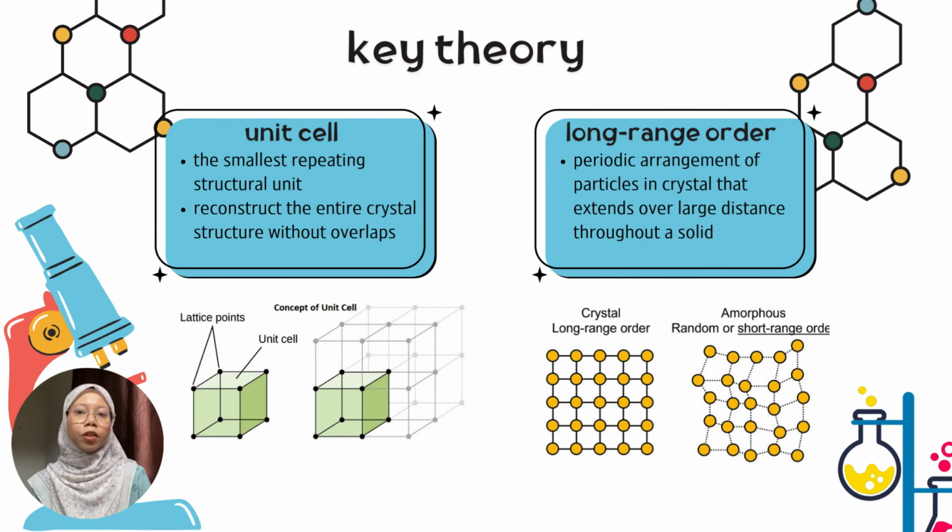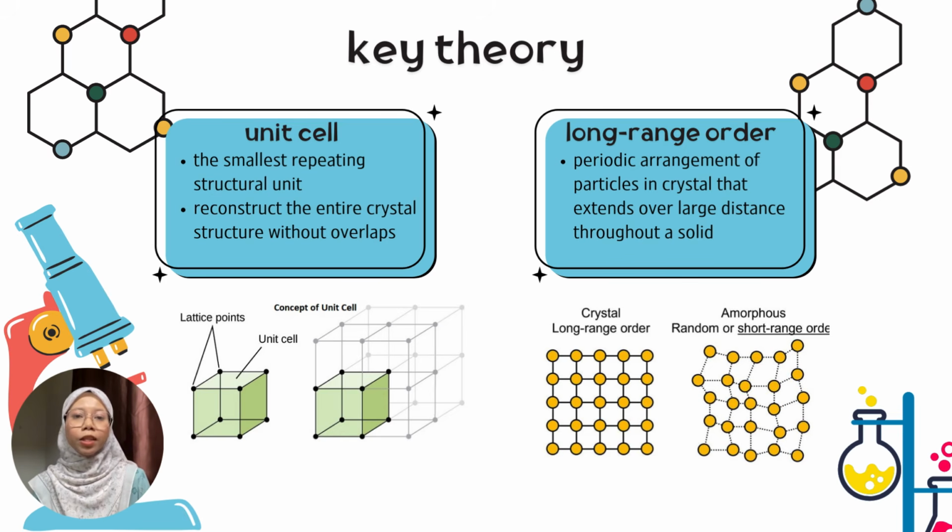Moving on to the key theory behind crystalline solids. First, we have the unit cell. Unit cell is the smallest repeating structural unit of a crystal. Even though it is very small, it contains all the information needed to build the entire crystal structure. When this unit cell is repeated in three dimensions without any gaps or overlap, it forms a complete crystal lattice.